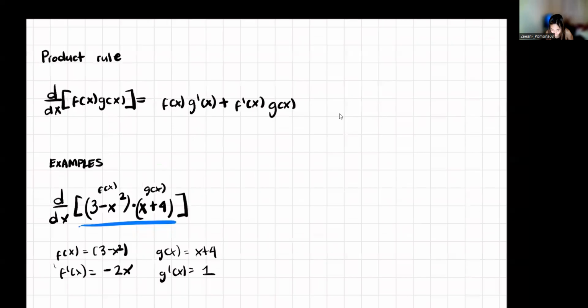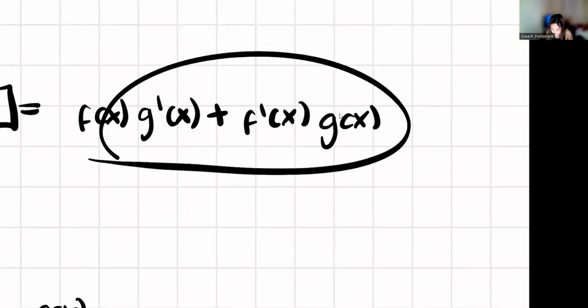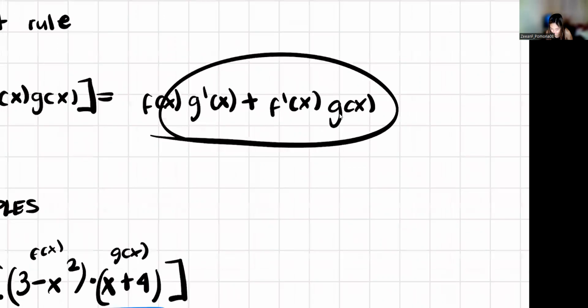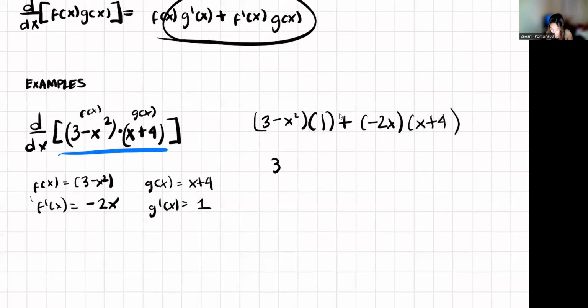Okay, so now keeping this in mind, we will plug in the variables that we found. So let's start with f of x. So 3 minus x squared times 1, which is g prime, as we said here, plus, well, what is f prime? Negative 2x, and then g of x, x plus 4. Now, you can leave it at that or simplify it, but I would try to simplify it.